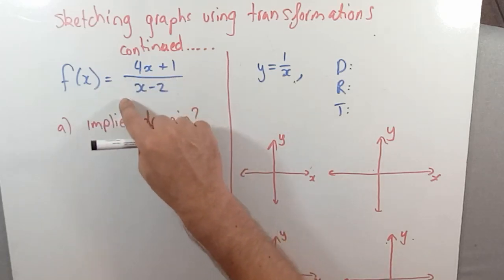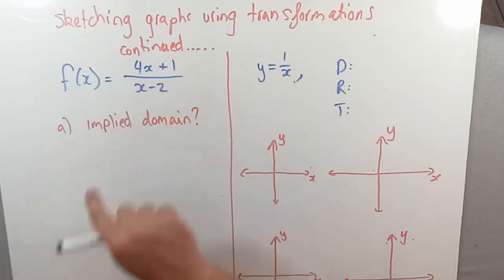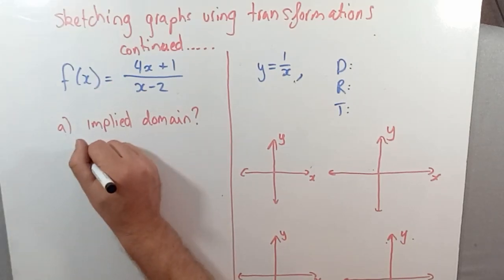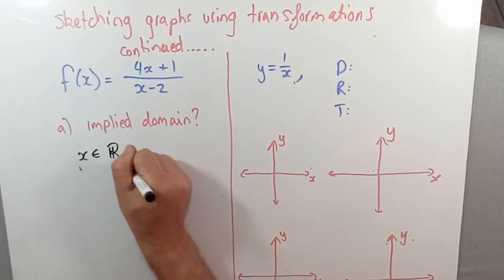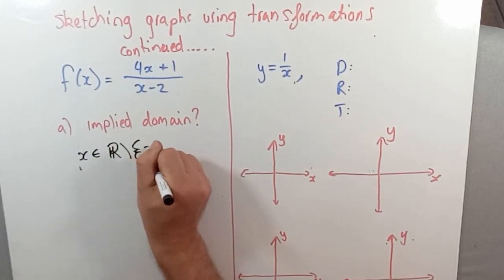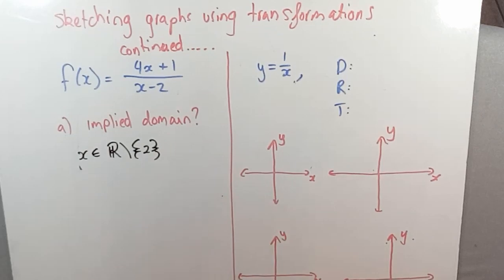Well, it can't take a value if this denominator is going to be equal to 0, because that'll be no good. So if that's going to equal 0, I can't have x equaling 2. So as long as x is an element of R excluding 2, then we're good to go. So as long as I exclude that 2, then this is all going to work.